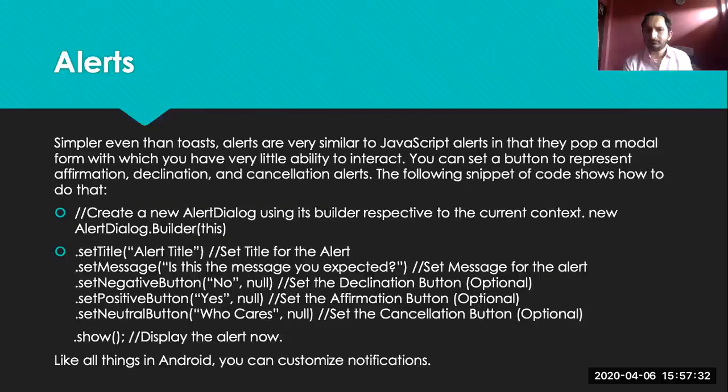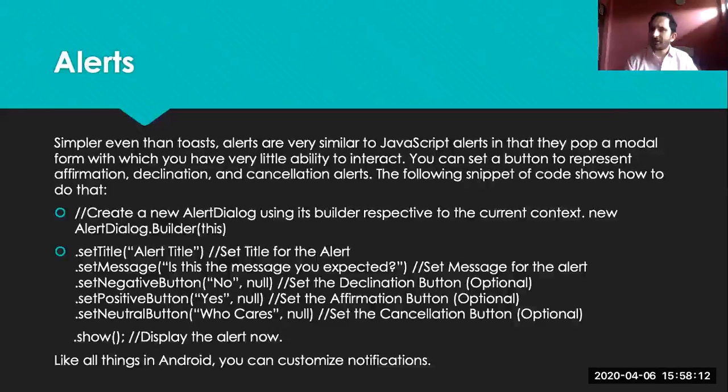Next is the alert. Alerts are just the same as the JavaScript alert that pops up. Here we have created the alert by using AlertDialog.Builder, and this alert dialog will be created. And then we have set the title for the title, and the message for the message to be displayed. We have three buttons: negative, positive, and neutral. Negative is for no, positive is for yes, and neutral is for who cares. That is the cancellation button.